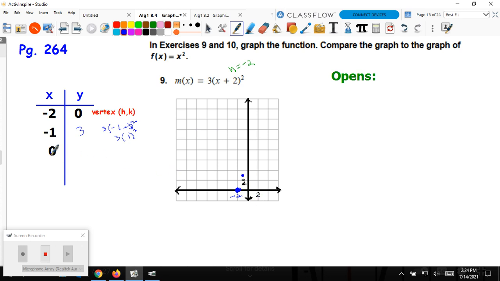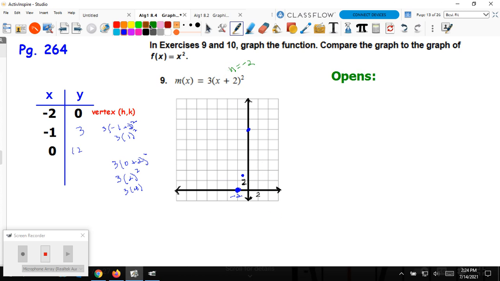I could do the same thing for 0. I can put 0 here. That's going to be 3 times 0 plus 2 squared. And that's going to be 3 times 2 squared. 2 squared is 4. So 3 times 4, that's going to give me 12. So 0, 12. So if I'm at 0, 2, 4, 6, 8, 10, 12, 12 puts me right here. Again, that would be your y-intercept. We can't see the y-intercept from the vertex form like we could with the standard form that we did in the last lesson on 8.3. But we can use our axis of symmetry.